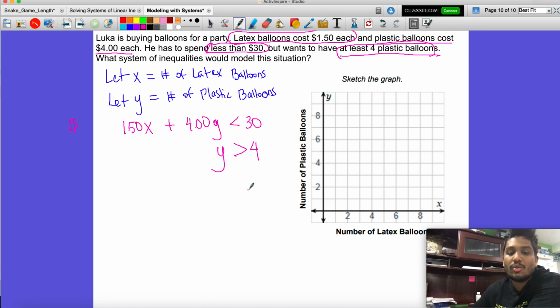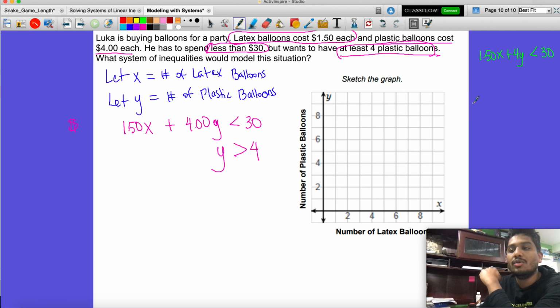So these will be our two inequalities, and we need to graph this. The way we would do this is to set this into y equals mx plus b form, and I think you should pause this and make sure you are really good at getting that into y equals mx plus b form. So I will write it here, 1.5x plus 4y less than 30. I'm not going to write 4.00, I could just write 4y.